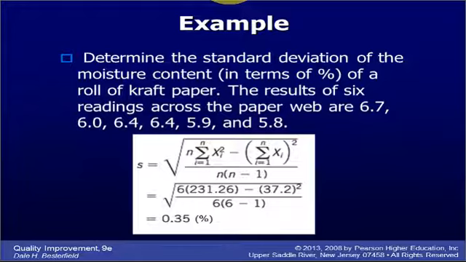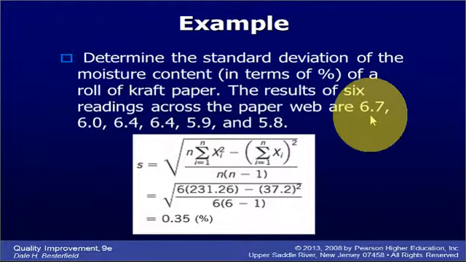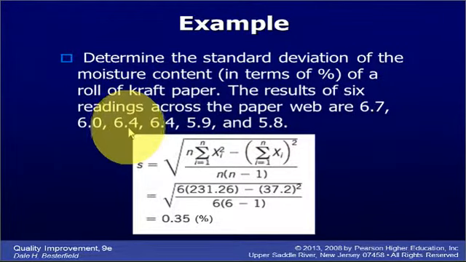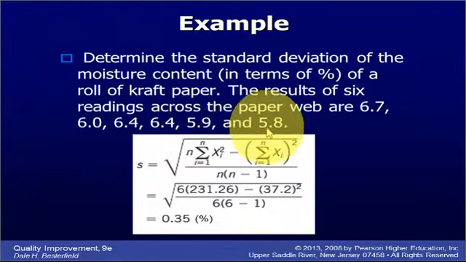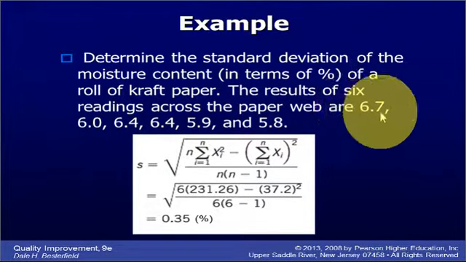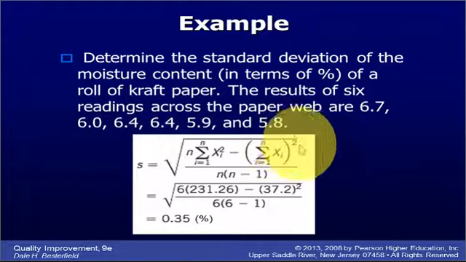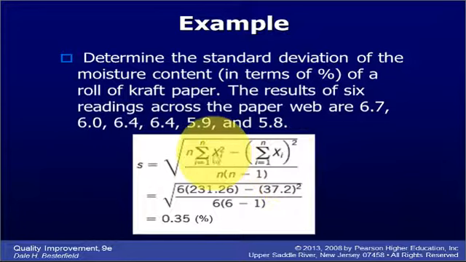And here's an example for the ungrouped data. Determine the standard deviation of the moisture content of a roll of craft paper. The results of 6 readings across the paper web are 6.7, 6.0, 6.4, 6.4, 5.9, and 5.8. And they are all in terms of percentage. So the unit of our readings is percentage, and they are actually standing for 6.7 percent, etc. So now, using the formula for the ungrouped data, you do not need to find the x bar, the average, first. You just need to plug in these xi's, right?